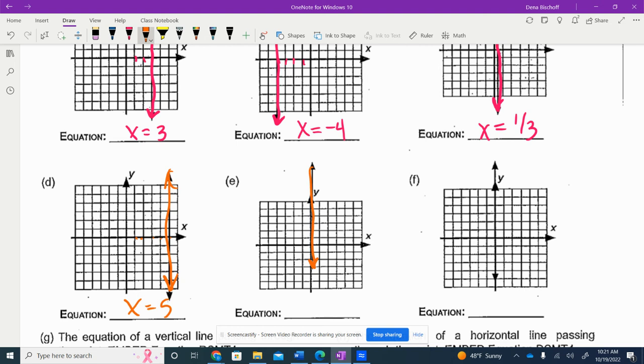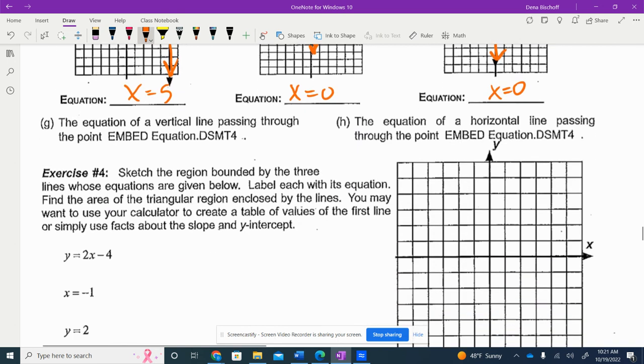Here I'm right on the y-axis. X is 0 when that happens. And again, there's another one that's right on the y-axis. X is 0.